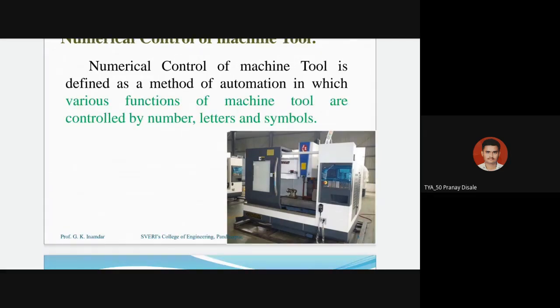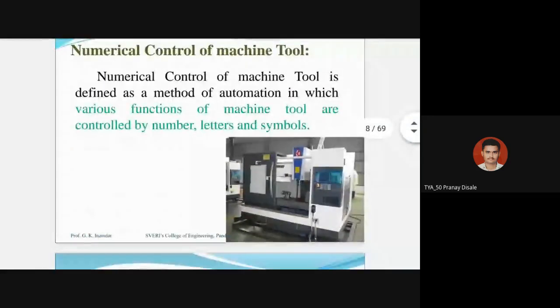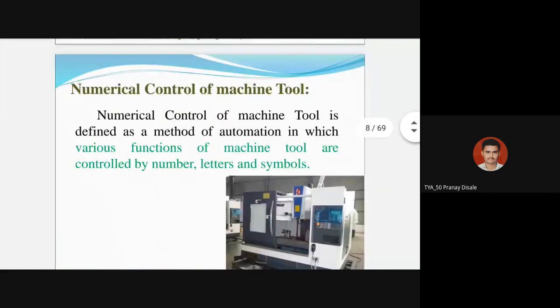Maintenance of that. They will add some material also on that. This is also nothing but retrofitting or maintenance. This type is also used in the NC system.